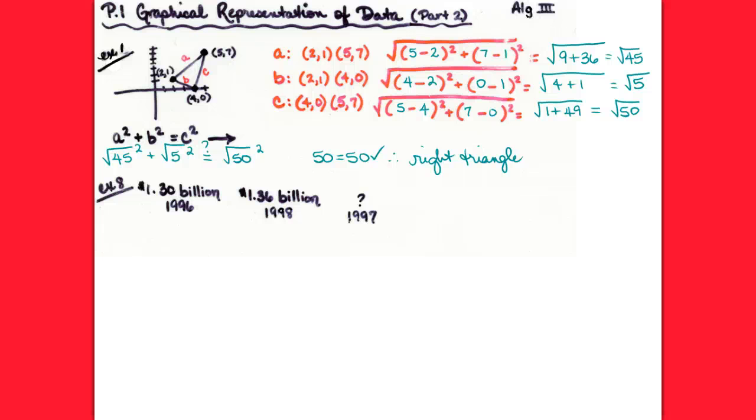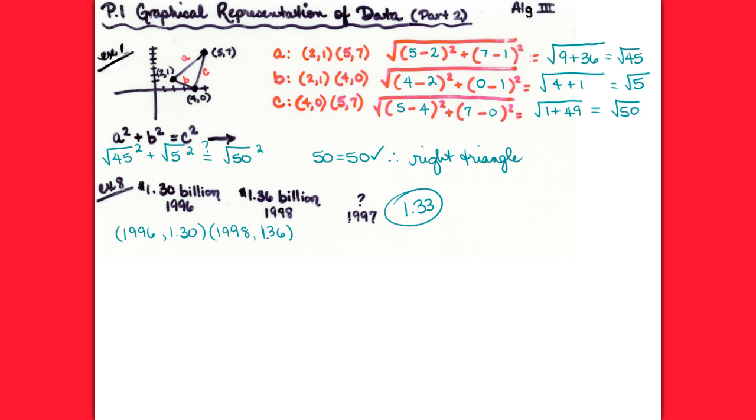Winn-Dixie Stores had annual sales of $1.3 billion in '96 and $1.36 billion in 1998. Without knowing any additional information, what would you estimate the 97 sales to have been? Anybody? 1.33 billion. Yeah, I would say that's probably a good guess. How did you get that? Because it's halfway in between 1.3 billion and 1.36.